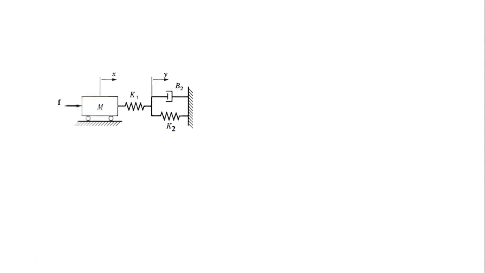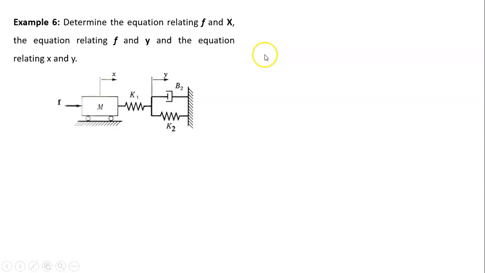Now, next example. Determine the equation relating f and x, the equation relating f and y, and the equation relating x and y. By observing the diagram, you can see that mass m is at the x coordinate, and force f is acting on mass m. Spring k1 is between the x and y coordinates, and at the y coordinate spring k2 and damper b2 are there, with one end of the damper b2 and spring k2 connected to the y coordinate and the other end connected to the ground. Therefore, we will draw its grounded chair representation step by step.